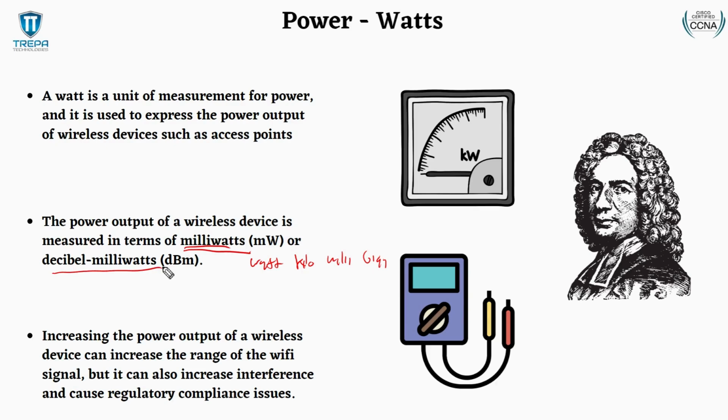When we increase power on our wireless device, it can increase the range of the Wi-Fi signal, but it can also increase interference. Power also has a lot to do with regulatory compliance. How much power you're allowed to send on your Wi-Fi access point depends on how your government regulates that, or the compliance we have. So let's get into this, guys.